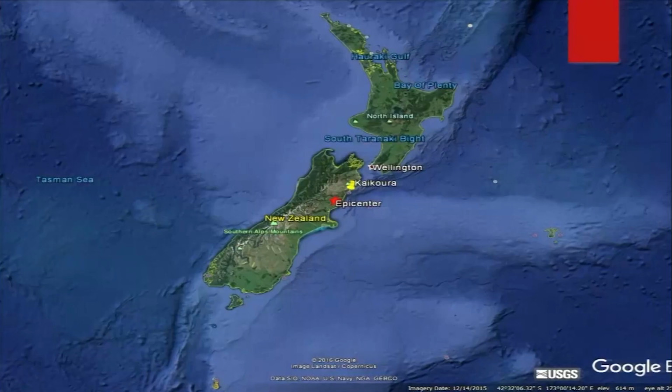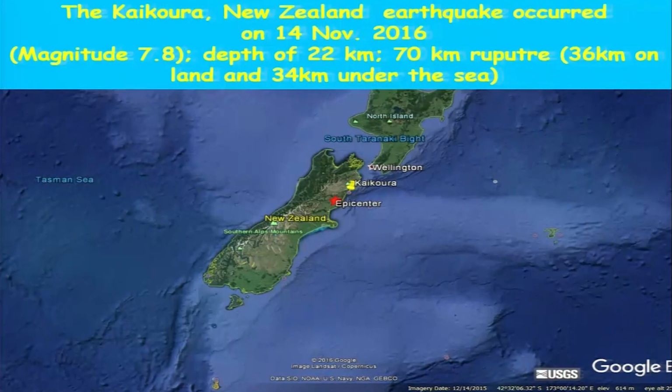Okay. Now, another important topic we are going to discuss here, in brief, of course, we will discuss in detail later on, is related to earthquakes. Now, this is an example of the Kaikoura earthquake which occurred in 2016.